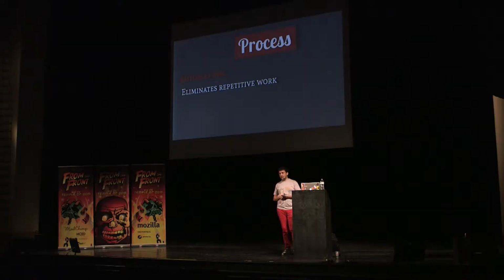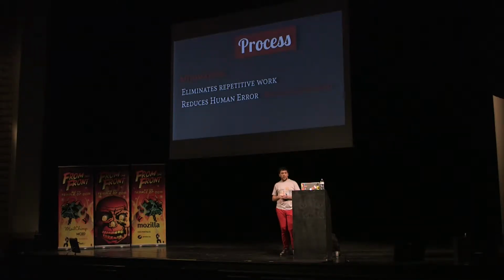So this really means that it eliminates repetitive work, and that doesn't just apply to, OK, I'll build for release and I'll deploy once a month or something. But it's more about the little stuff, like linting every time you save a file. Why not automate that and get rid of it? And the other important part about automation is that it reduces human error.